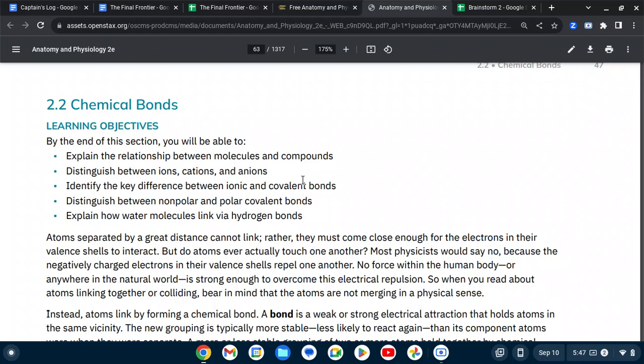Atoms separated by a great distance cannot link. Rather, they must come close enough for the electrons in their valence shells to interact. But do atoms ever actually touch one another? Most physicists would say no, because the negatively charged electrons in their valence shells repel one another. No force within the human body or anywhere in the natural world is strong enough to overcome this electrical repulsion. So when you read about atoms linking together or colliding, bear in mind that the atoms are not merging in a physical sense.